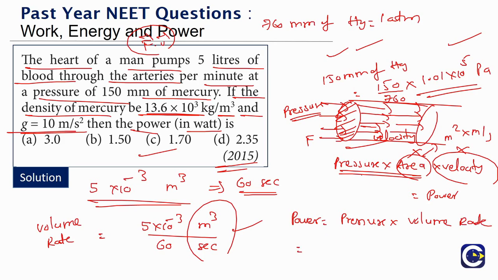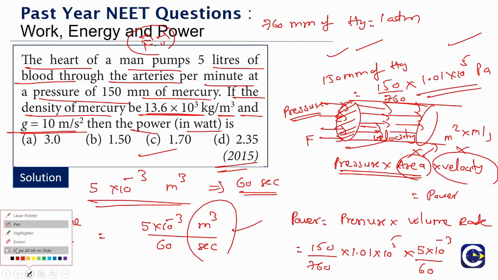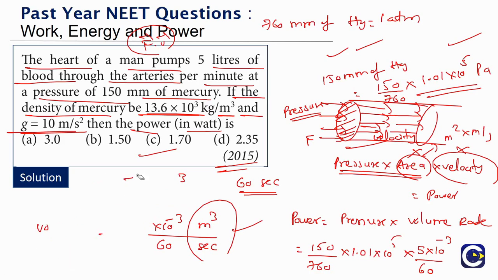Now it's very straightforward. Pressure is 150 by 760 into 1.01 into 10 power 5. Volume rate is 5 into 10 power minus 3 by 60. Now we'll just simplify this and we'll be able to get the answer. If needed, we can do some approximations here and there.